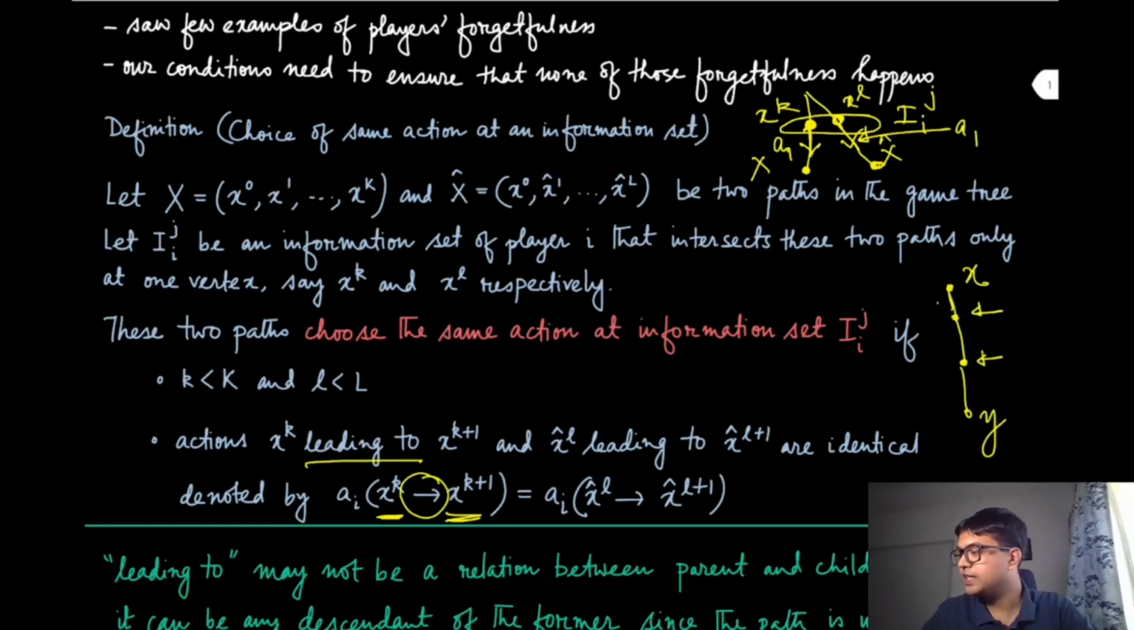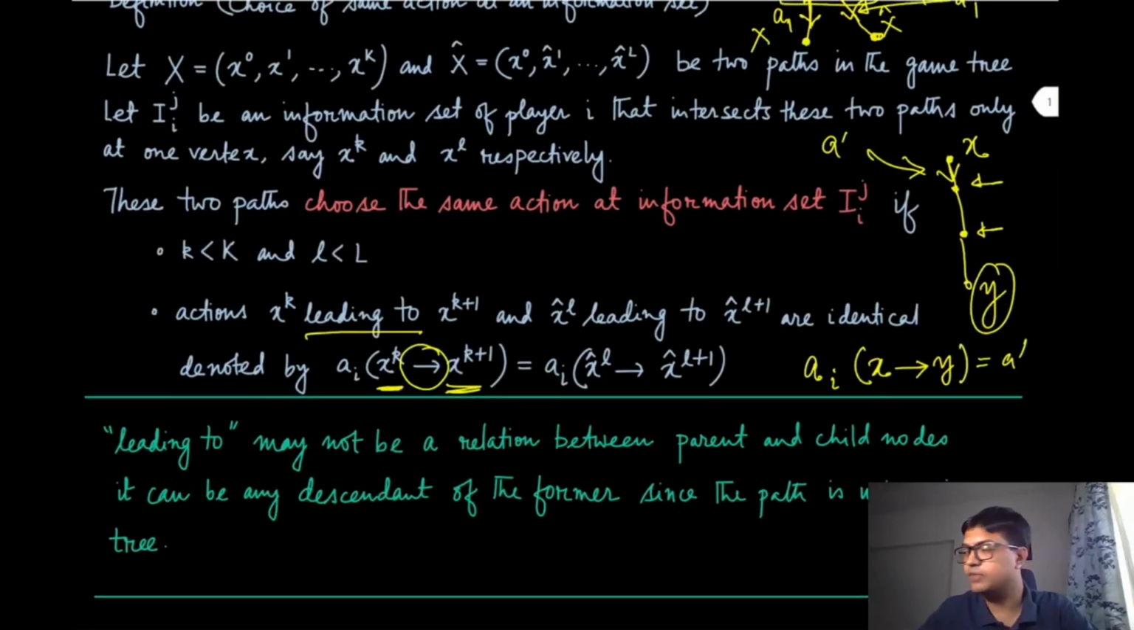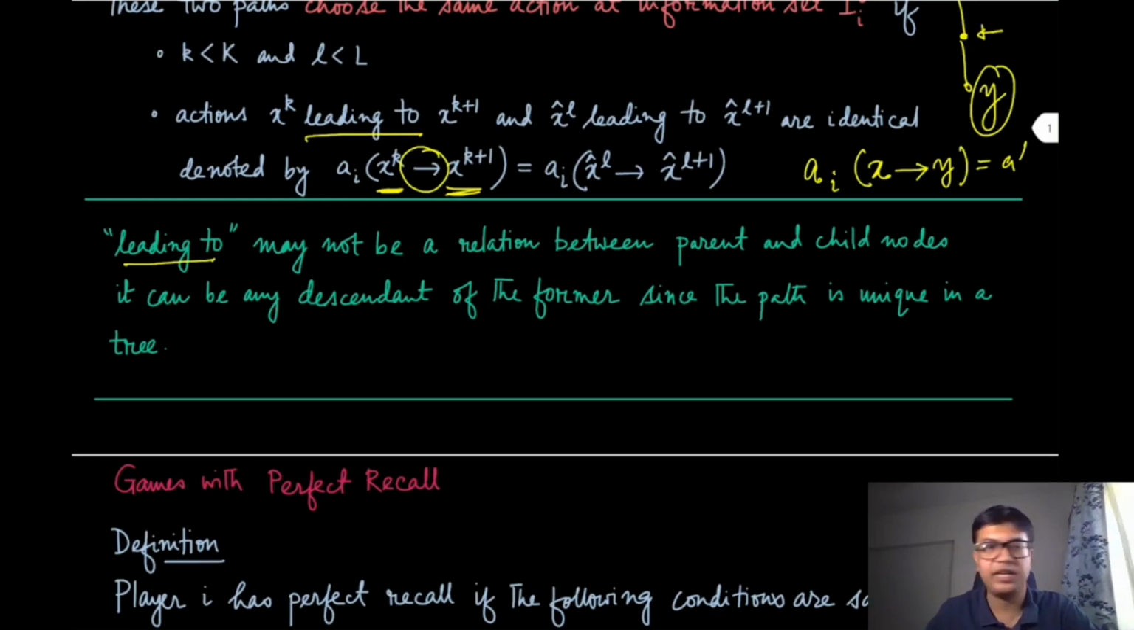So I can say that this action, let's say this is the action A prime, is leading to Y. So I can say that the action for player I, which takes this path from X towards Y, will be equal to A prime. That is the meaning of this statement: I can have a path which is leading to Y from X, but that Y need not be the immediate next node. We'll be using this term "leading to" sometime later in this module, so it's worth noting what it means.